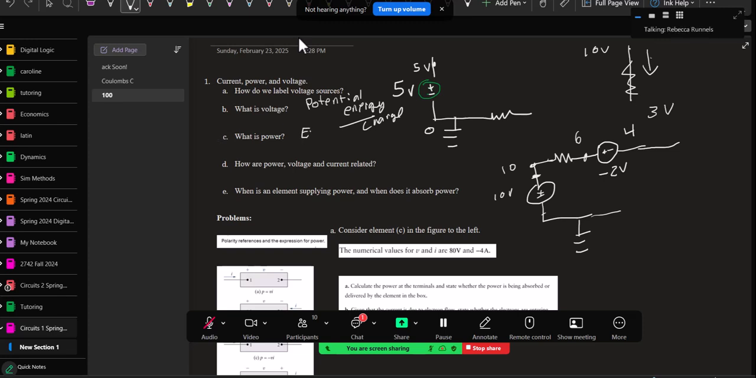Power is energy over time, or in calculus, dE/dt. So it's the rate of energy. And power, voltage, and current are related through power equals voltage times current. This is the definition of power that I always remember. P equals IV. And then with Ohm's law, you can get that into other forms as well.